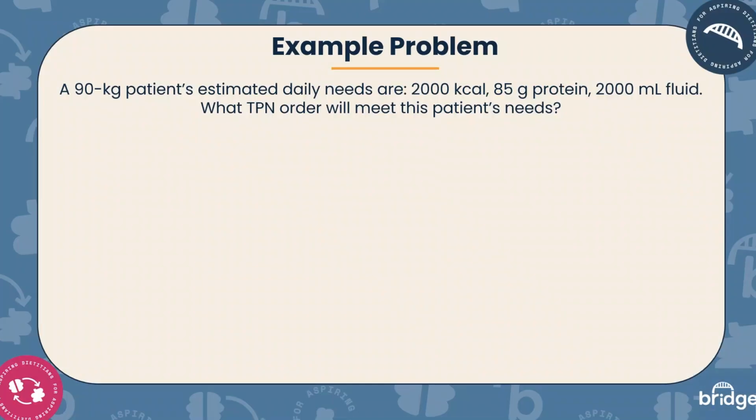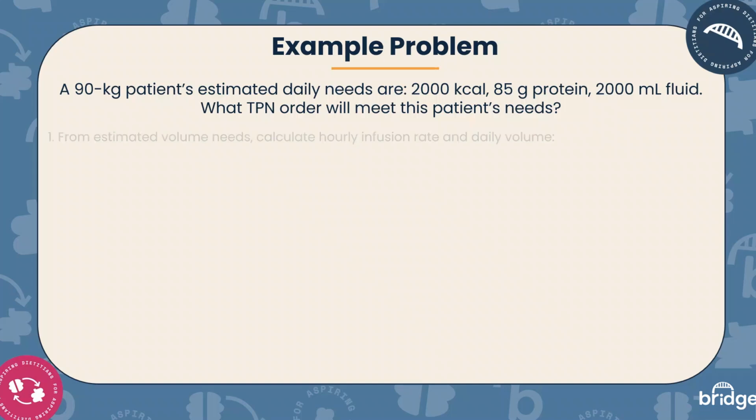In this first one, we have a 90 kilogram patient who has estimated needs of 2,000 calories, 85 grams of protein, 2,000 milliliters of fluid, and we are trying to write a TPN order here. This is not a question I would expect you to get on the RD exam because there's quite a few different TPN orders that you could write that would be valid and would meet these patients' needs. But I just want to walk through these steps. So let's do this one together.